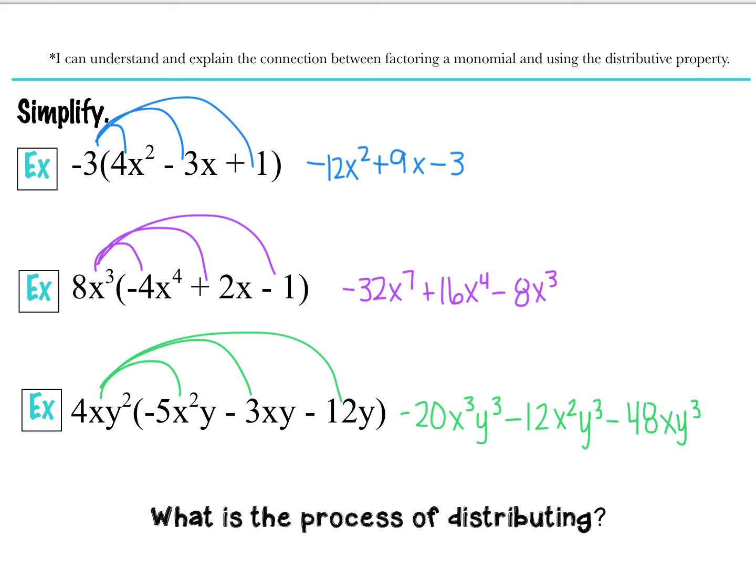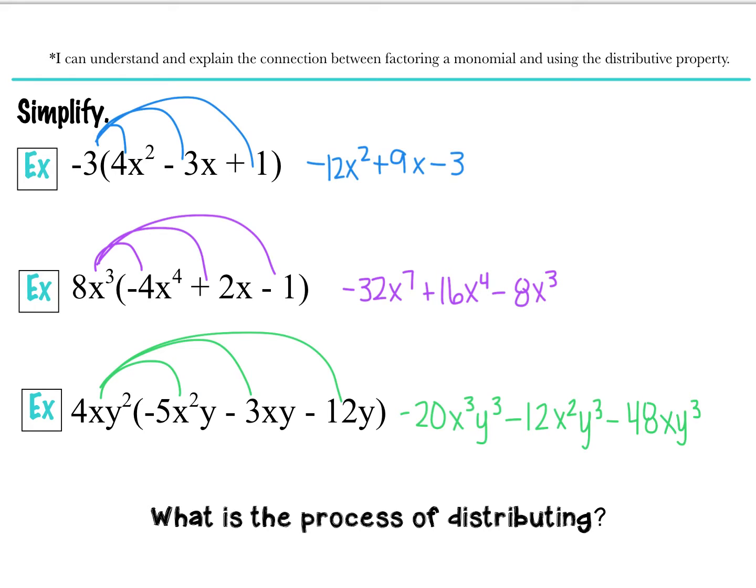All right, so the first one, hopefully you were able to get negative 12x squared plus 9x minus 3. For the second one, hopefully you were able to get negative 32x to the 7th plus 16x to the 4th minus 8x to the 3rd. And hopefully the last one didn't throw you off. It's the same process. We just had two variables. So you should have gotten negative 20x to the 3rd y to the 3rd, minus 12x to the 2nd y to the 3rd, and minus 48x y to the 3rd.